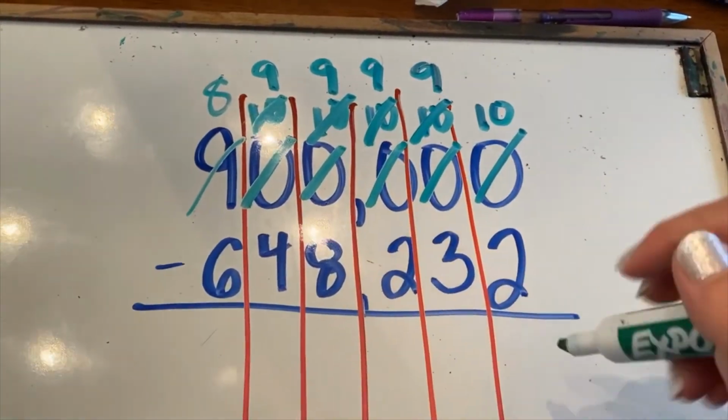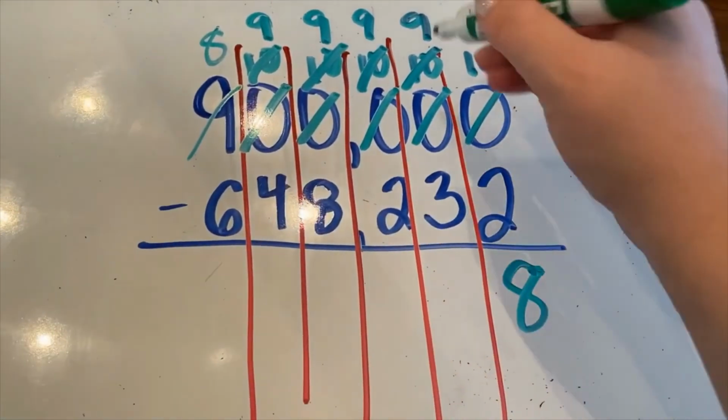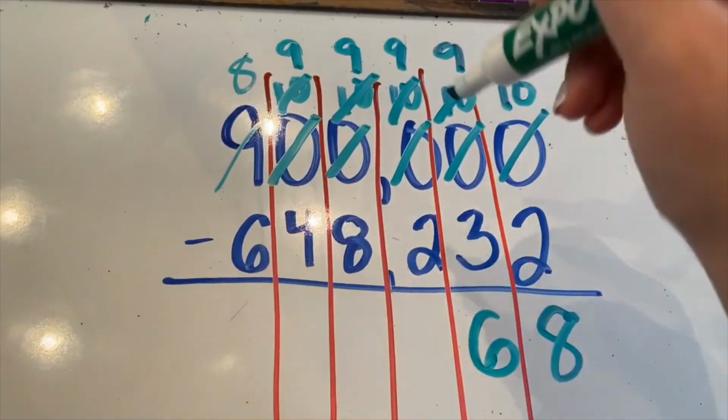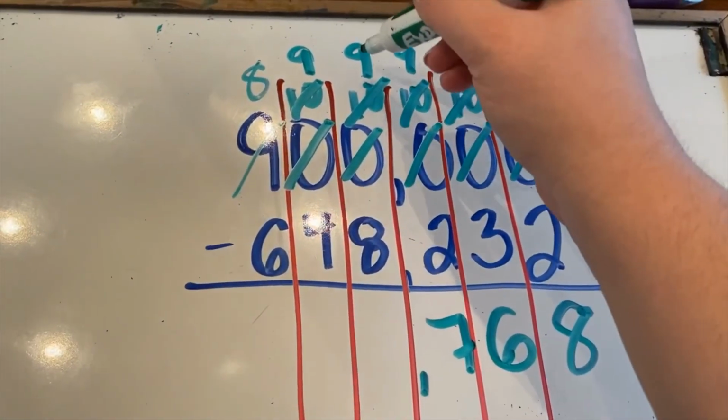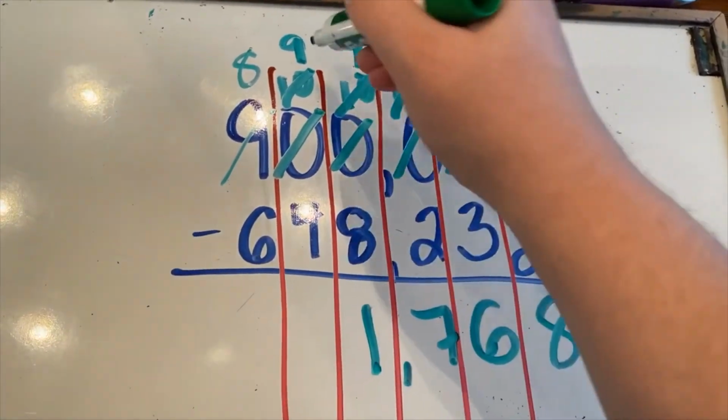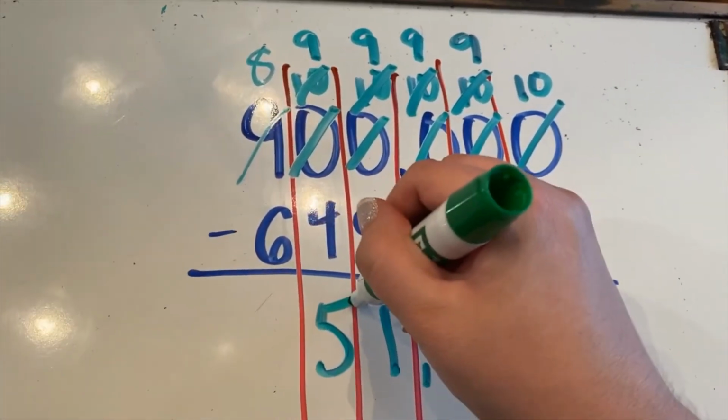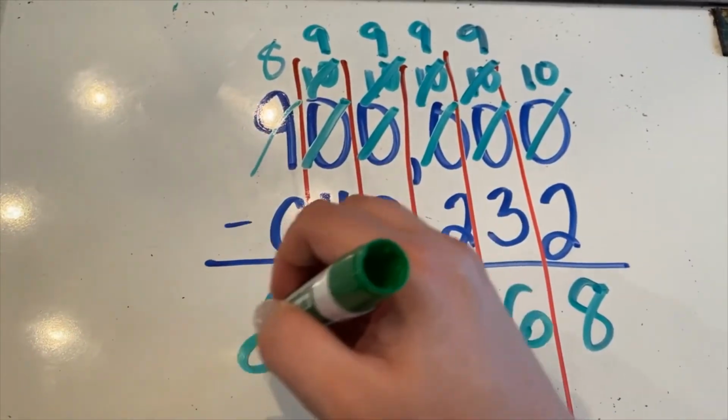I have 10 minus 2 is 8. 9 minus 3 is 6. 9 minus 2 is 7. Drop the comma. 9 minus 8 is 1. 9 minus 4 is 5. And 8 minus 6 is 2.